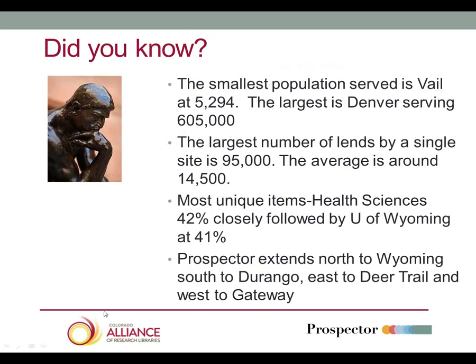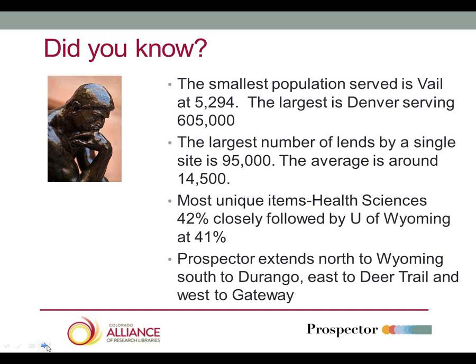Just to give you an idea of some of the numbers with Prospector, the smallest population served is Vail with 5,294. The largest is Denver with 605,000. As of this recording, Denver still isn't back in Prospector. They switched library systems a while ago, and we're still doing some testing to get them back in Prospector. The largest number of loans by single site is 95,000, but the average is more around 14,500.